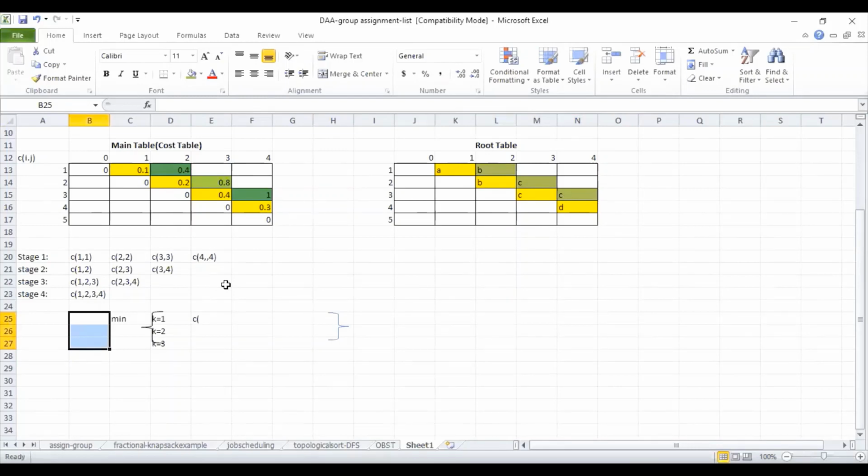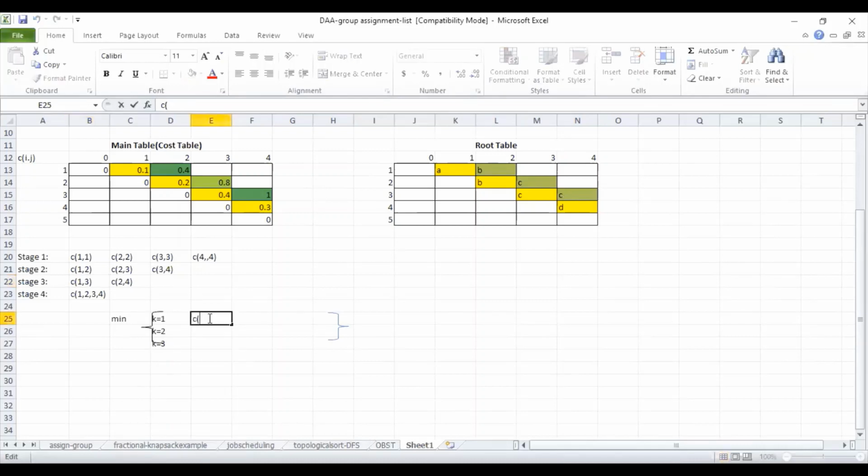We start with stage 3 now, where we consider all the 3 node possibilities. Although we write it as C1, 2, 3 and C2, 3, 4, we quickly redefine this as C1, 3 and C2, 4. So C1, 3 determines the cost of the binary search tree considering all the 3 node possibilities, which are 1, 2 and 3.